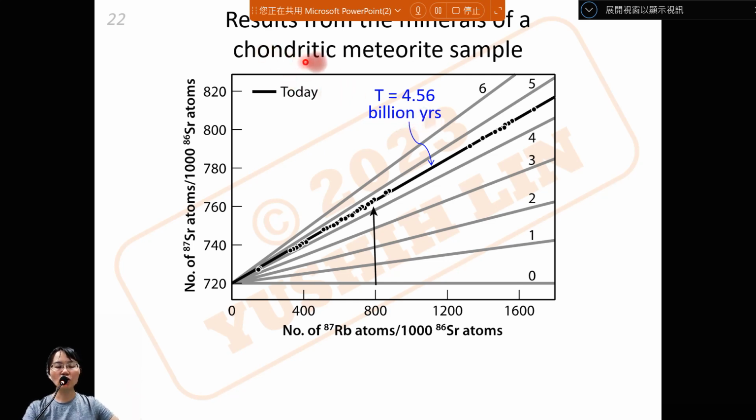Because this is a chondritic meteorite sample, it has the same relative composition as the sun. Therefore, this material is considered the best representative of pristine solar system material. Therefore, its age can represent the age of the solar system.